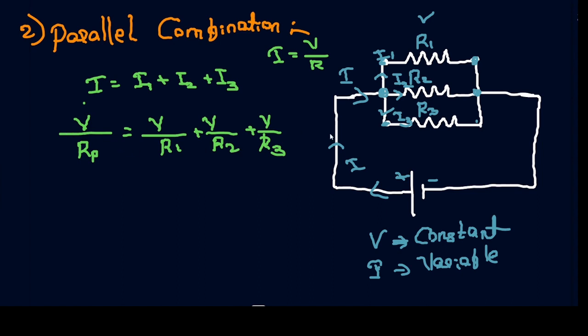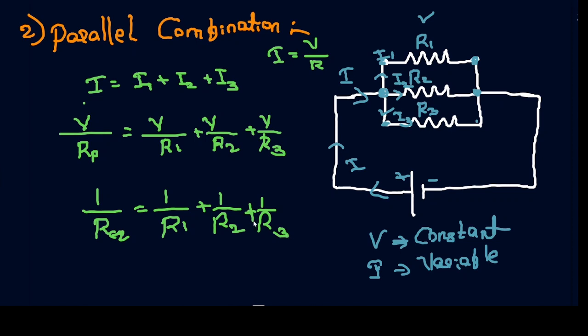Now if you take V common from all the terms on the left side and right side of the equation, then you remain with 1 by R, the equivalent resistance, is equal to 1 by R1 plus 1 by R2 plus 1 by R3. So in parallel combination, you just need to add the reciprocals of each and every resistor individually, right? So this is about the equivalent resistance in parallel combination, and voltage and current.